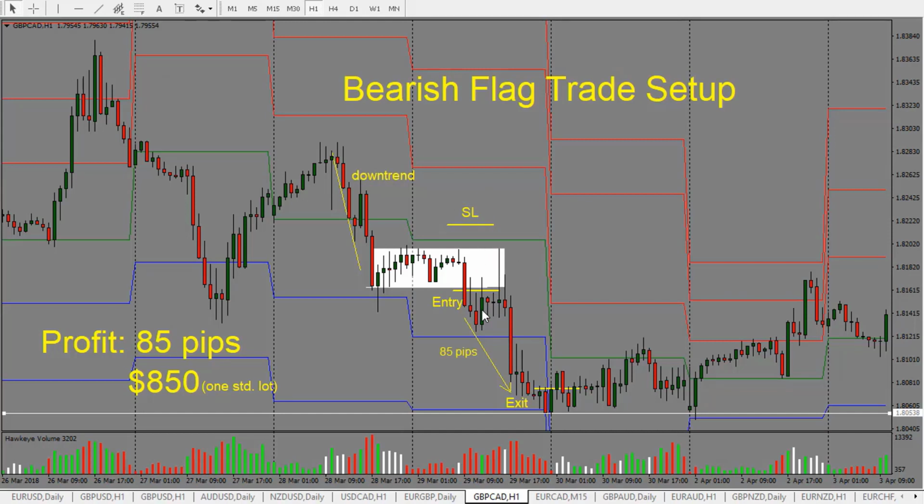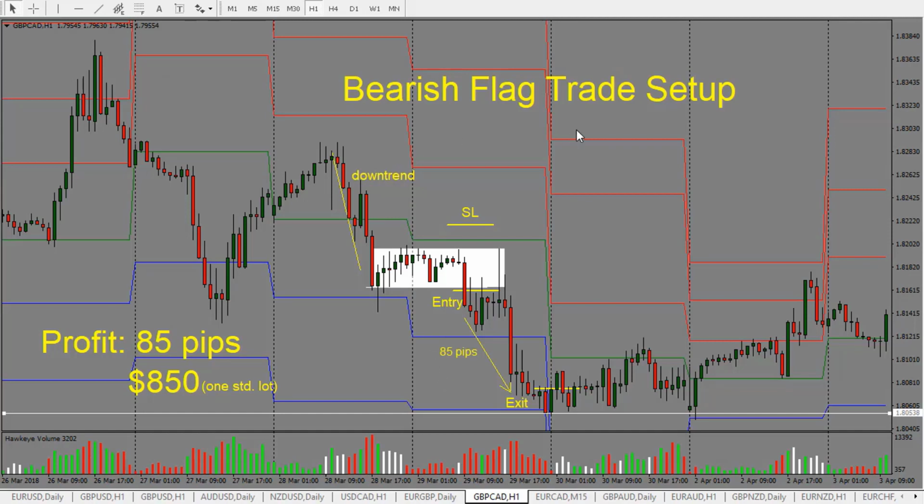So we stay in our trade as the price is moving lower. And once we get to the bottom here into our support area, which is also our pivot point, S2 area, we see that the price gives us a bullish candlestick here. This is a good place for us to exit the trade. From entry to exit here, we get 85 pips in the trade.